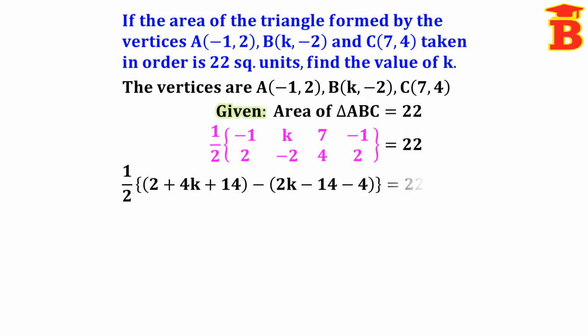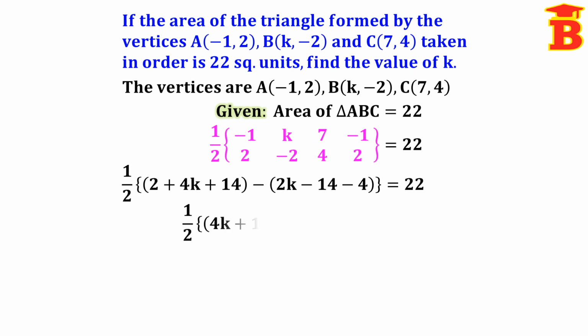And we use the method half into right multiply minus left multiply. So here right multiply minus 1 into minus 2 plus 2. Minus into minus plus 1 into 2, 2. K into 4, 4k. 7 into 2, 14. Minus left multiply. K into 2, 2k. 7 into minus 2, minus 14. Minus 1 into 4, minus 4. Equal to right hand side 22.